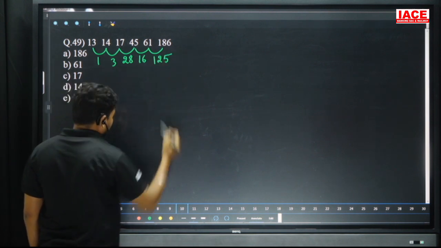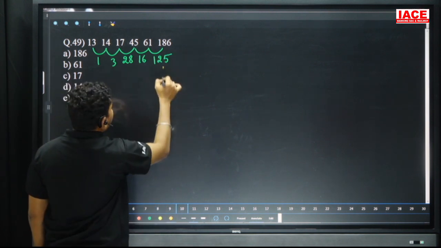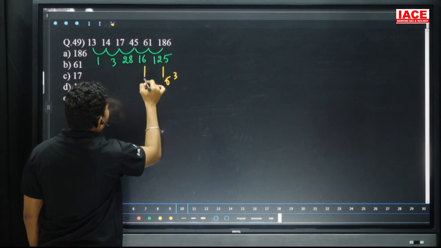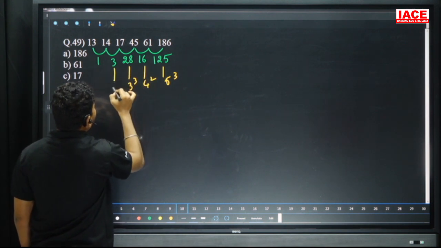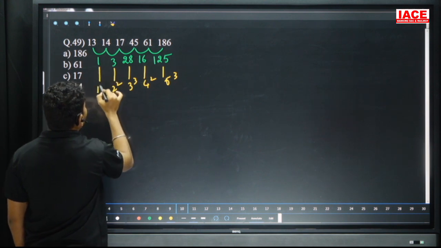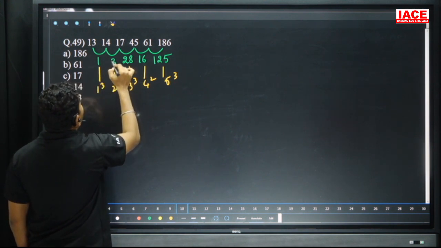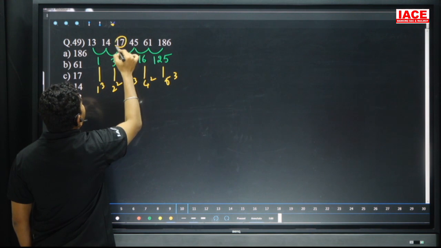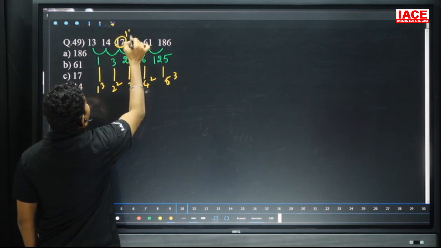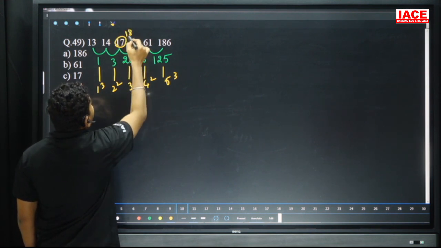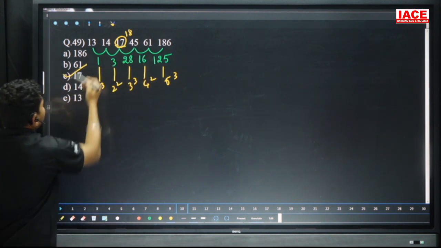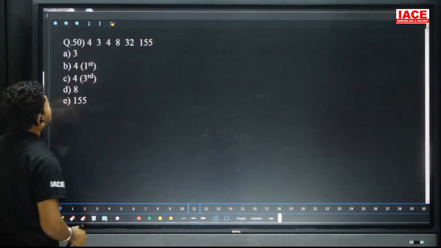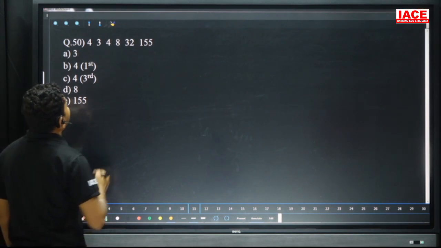125. And look at the logic here, which is 5 cube, which is 4 square. It should be 3 cube, it should be 2 square, it should be 1 cube. 2 square is equal to 4. 4 is added now, which is not 17, which is 18. So 3 cube 27, 18 plus 27 is 45. It's clear. Then our wrong number is 17.